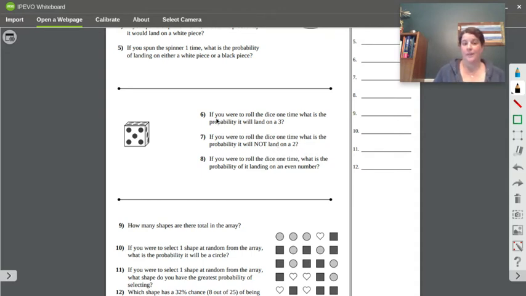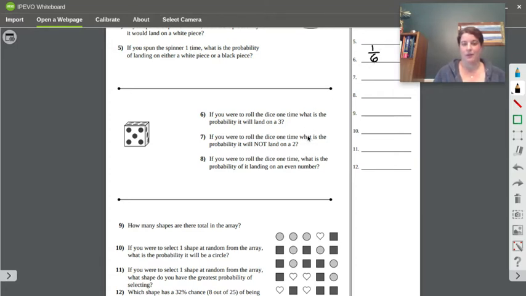All right, so number 6, if you were to roll the dice one time, what's the probability it would land on a 3? Well, we did this one already. We know we have 1 three on the dice out of 6 sides that we could possibly land on, so it's 1 out of 6.